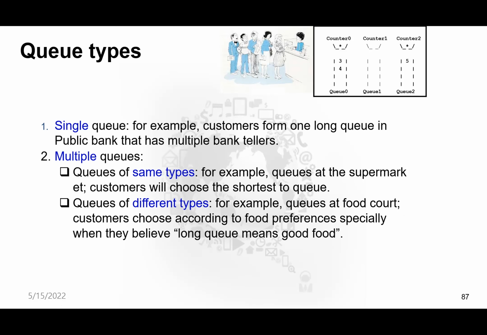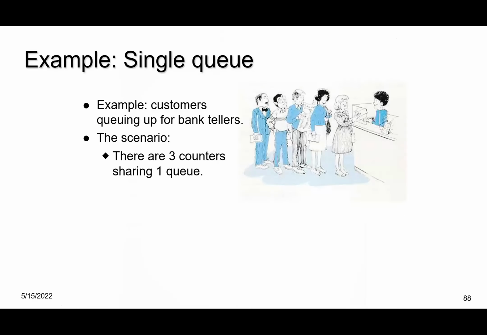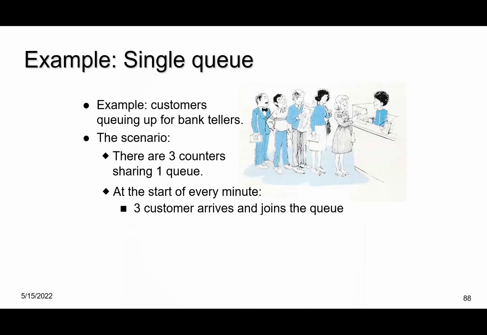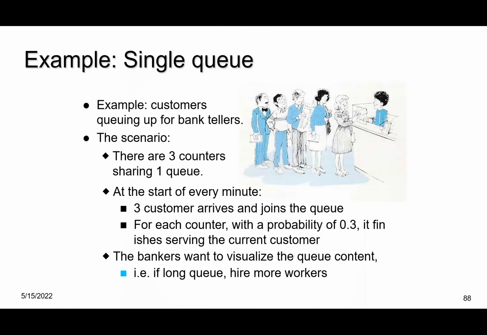Okay. So in our simulation here, we are going to look at a single queue. So let's look at the scenario that we have. In this scenario of our simulation, we have customers queuing up in a bank. Okay. So in this scenario, we have 3 counters in the bank, and then only 1 queue.